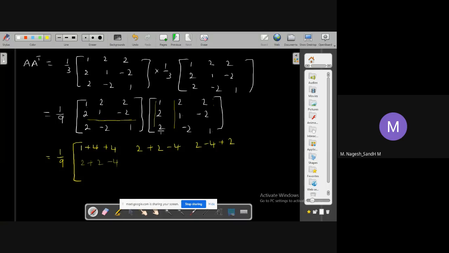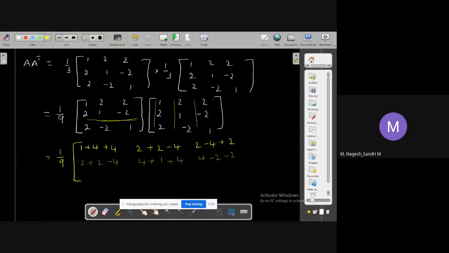So 2 2s are 4. 1 into 1, 1. Next, minus 2 into minus 2 plus 4. Next, second row into third column. So now 2 2s are 4. Next, 1 into minus 2, minus 2. Next, minus 2 into 1, minus 2. So now second row into columns is completed.